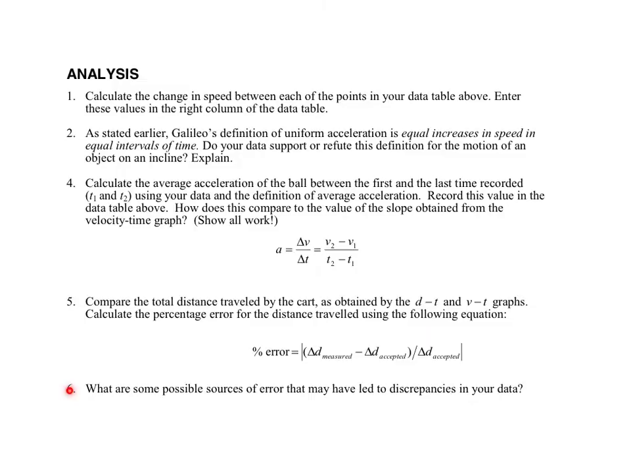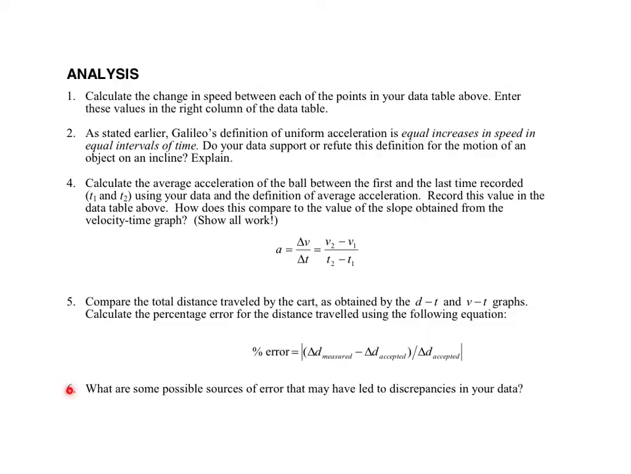So what I want you to do is look at number 1, 2, 4, 5, and 6. Question number 1. Calculate the change in speed between each of the points in your data table above. Enter these values in the right column of the data table. So if you take a look at your speed for data point number 2 and your speed for data point number 1, if you subtract those two, that should give you your change in speed. And that value is what I want you to record on the right-hand column.